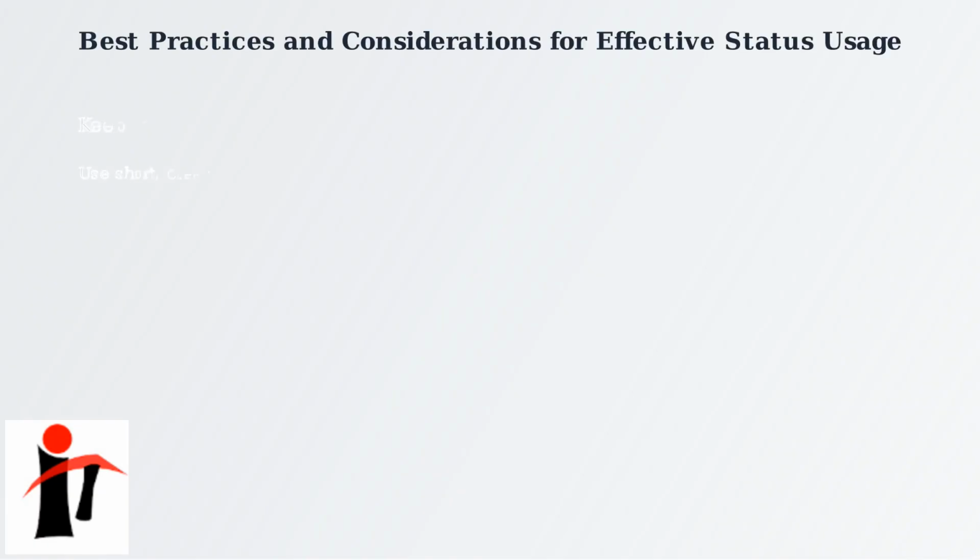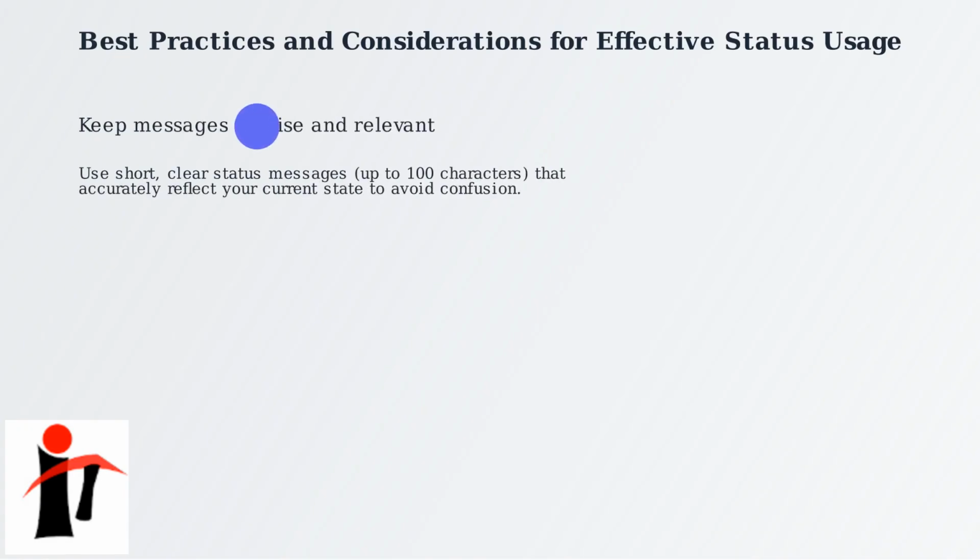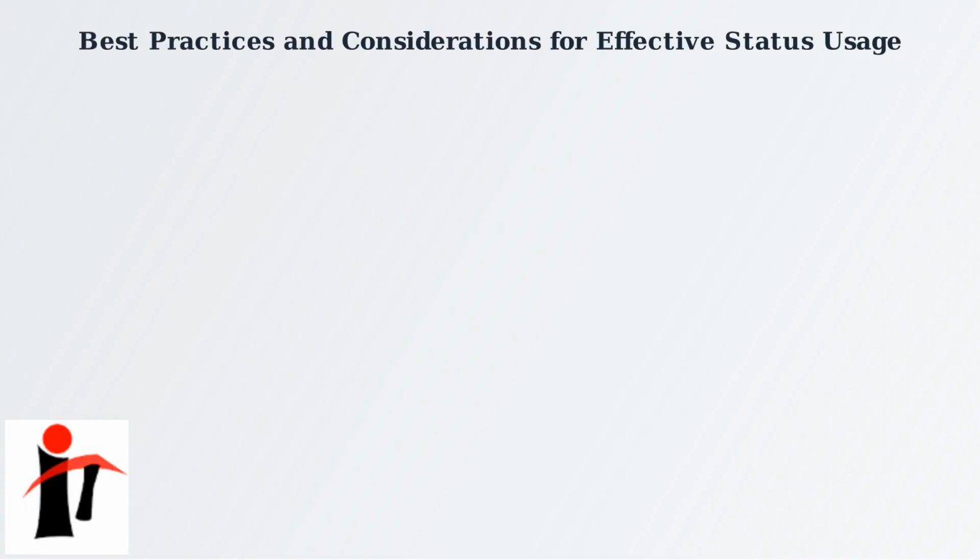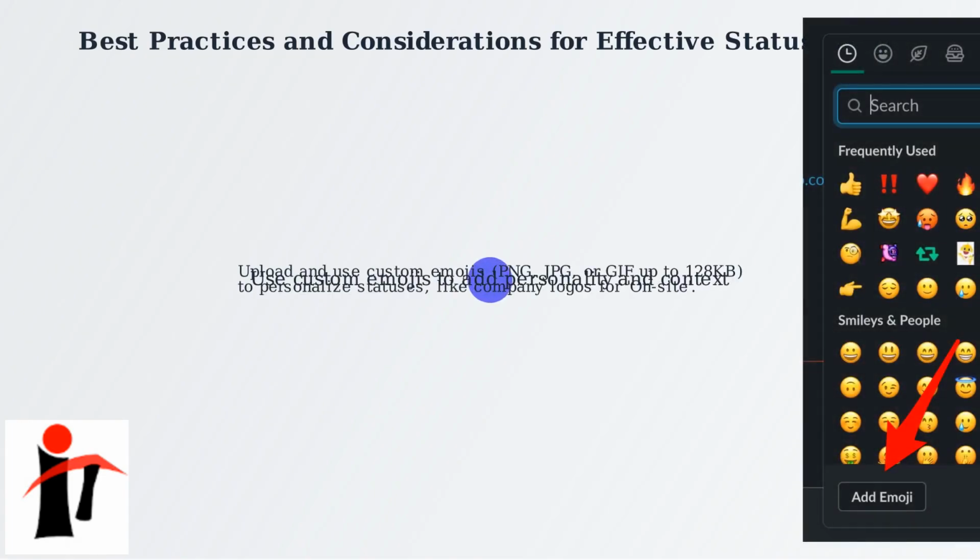To maximize the effectiveness of Slack statuses, start by keeping your messages concise and relevant. Status messages should be short and clear, limited to 100 characters, to accurately reflect your current availability and reduce misunderstandings in distributed teams. Next, use custom emojis to add personality and context to your statuses. Slack supports uploading custom emojis up to 128 kilobytes, allowing for creative expressions like themed statuses for events or company branding. This enhances personalization and makes your status more engaging.